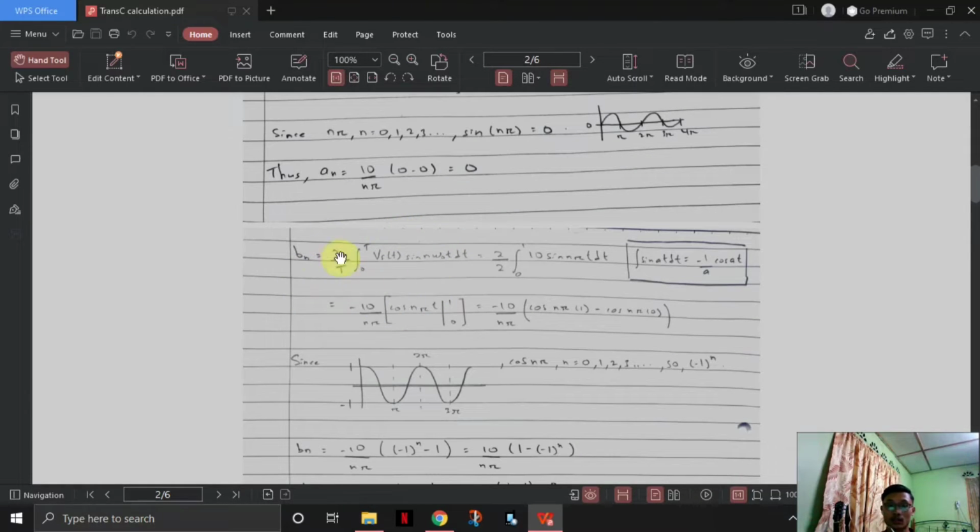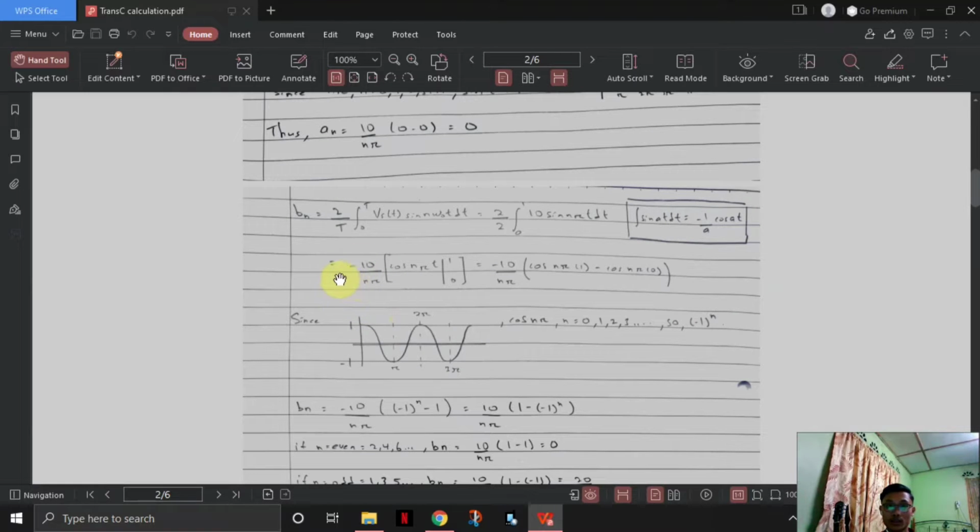These are the formula, and we just input the t, the v and the omega naught. So we'll have 2 over 2, integrate 0 to 1 of 10 sine n omega t dt. Then we simplify it into negative 1 over n omega cos n omega t. So as you can see, negative 10 over n pi cos n pi t. So in terms of 0 to 1, we know that negative 10 over n pi times cos n pi at 1 minus cos n pi at 0.